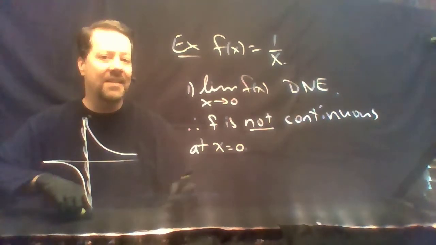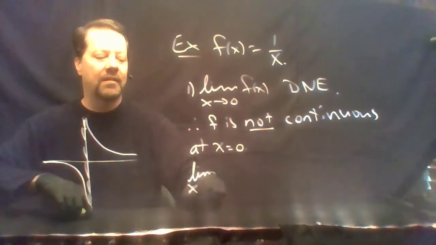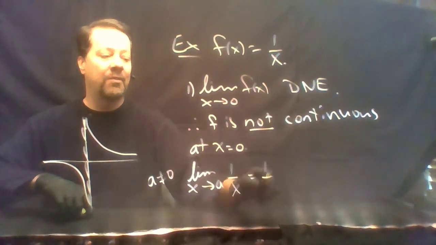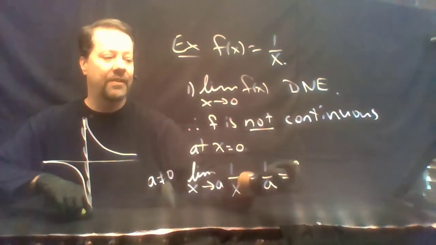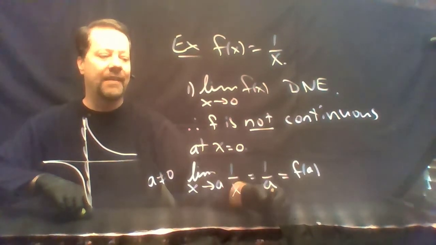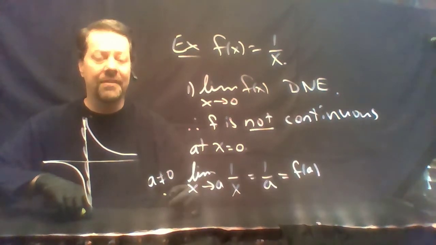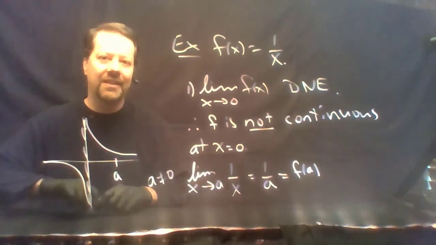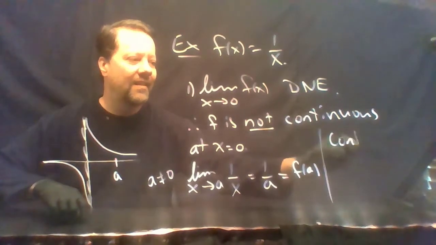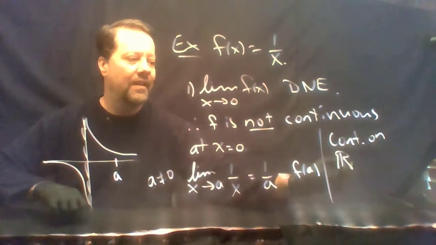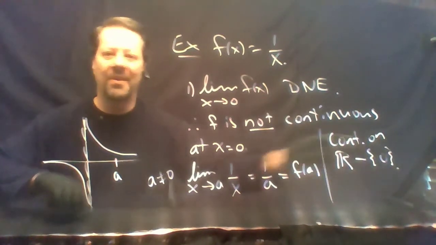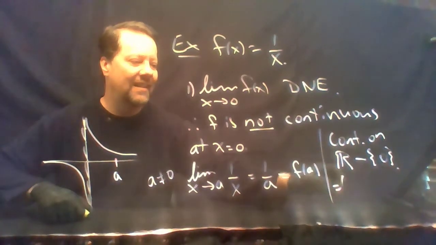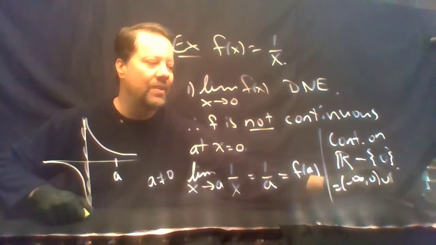The limit does exist everywhere else. If a is not 0, the limit will be 1 over a, which is the function value. Since the limit value exists and equals the function value, f is continuous at every other value of a. Where is this function continuous? It is continuous everywhere except 0. One could also state that as everywhere from minus infinity to 0 union 0 to infinity.